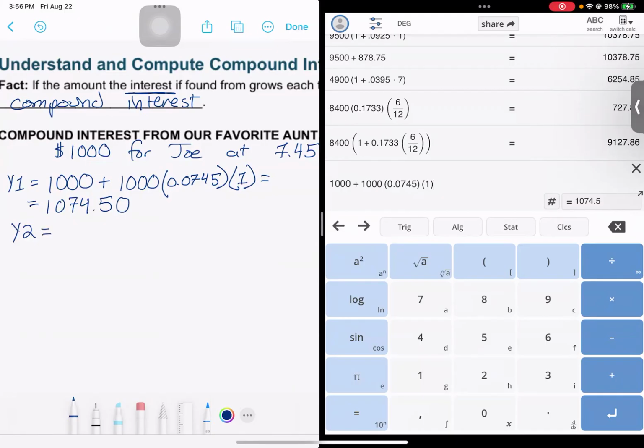Okay, but year two is going to look different because it's not going to take that same $1,000 to find your interest again. It's actually going to take this new 1,074.50 and find the interest on that. So we got to take this 1,074.50 and a new interest using the 1,074.50.